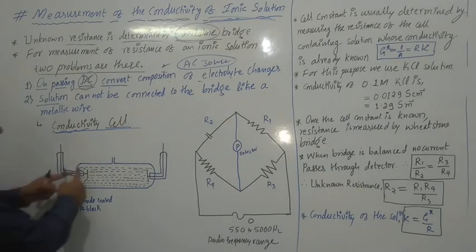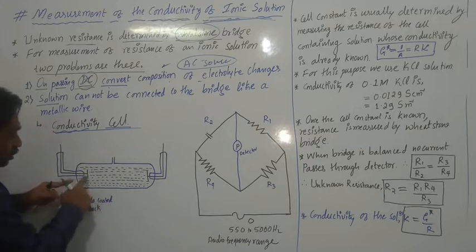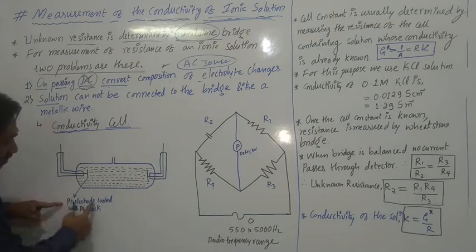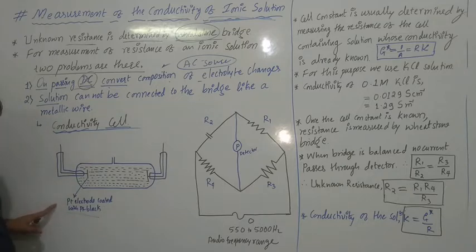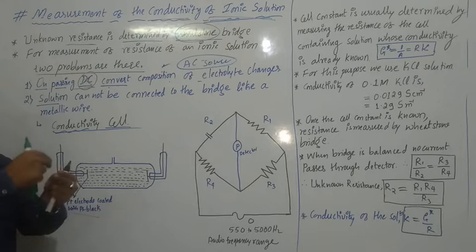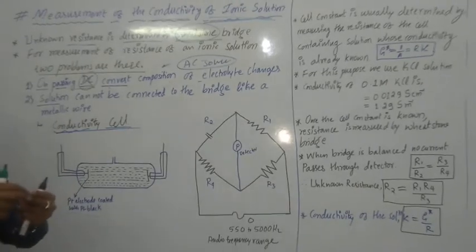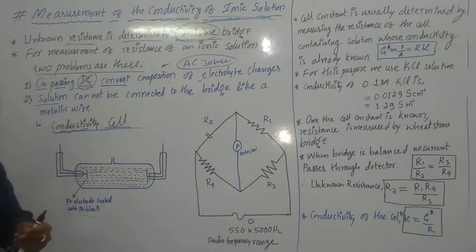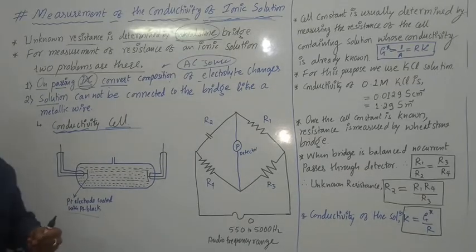So here the conductivity cells are made like this. These cells are inserted with two electrodes. See here, this is also an electrode, the platinum electrode coated with platinum black. Do you remember the platinum electrode coated with platinum black? It is used as an inert electrode. Previously we have used the platinum electrode where? Yes, in the case of the standard hydrogen electrode.